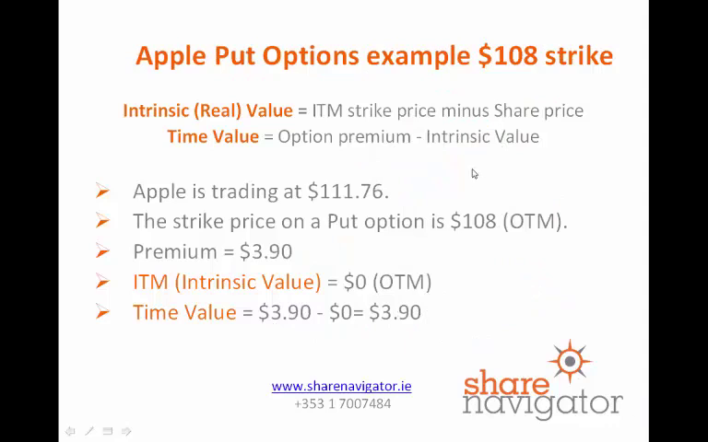So now we're going to look at a real example here as well of the Apple put options at the 108 strike. So let's talk you through this. We know the formula for intrinsic value is slightly different for call options than put options. This time it's the strike minus the share price. So we know Apple is trading at 111.76. We know the strike price is 108. We know that's out of the money for puts. And we know the premium from our previous slides is 3.90 for the put options. So therefore our intrinsic or real value is 0 because the put options are out of the money. There's absolutely no real value in that. So that means our calculation of the time value is really simple. It's 3.90 minus 0, which is 3.90.